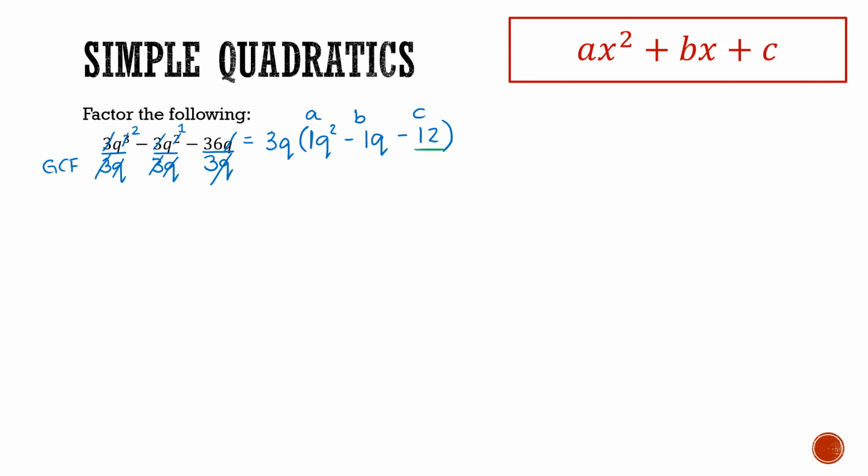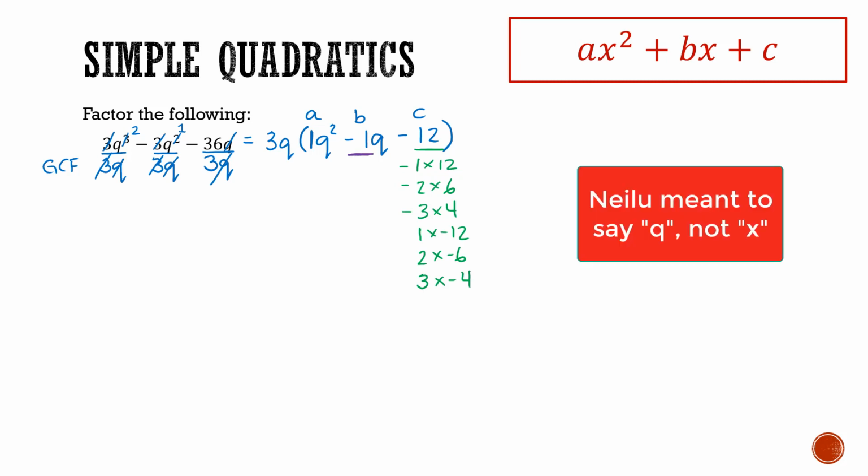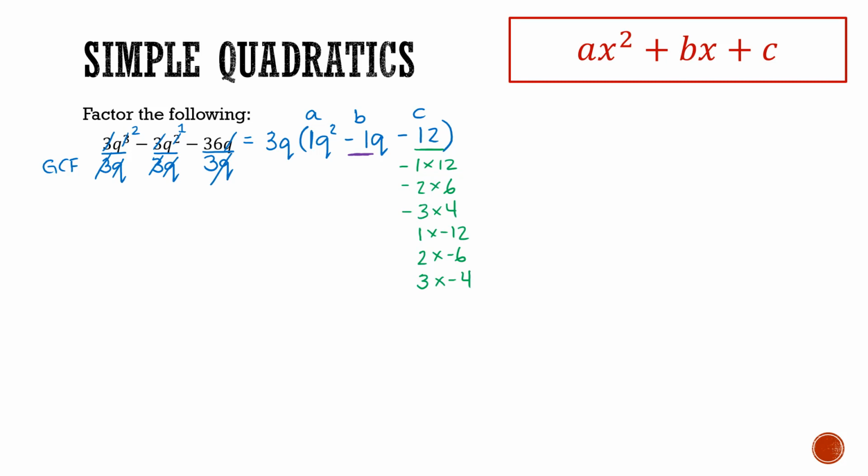The factors that multiply to give me negative 12 are negative 1 times 12, negative 2 times 6, negative 3 times 4. And let's not forget the negative can be the other way around, so I also have 1 times negative 12, 2 times negative 6, and 3 times negative 4. Now I look at this coefficient for x, this negative 1 right here, and want to determine which factors add up to give me that negative 1.